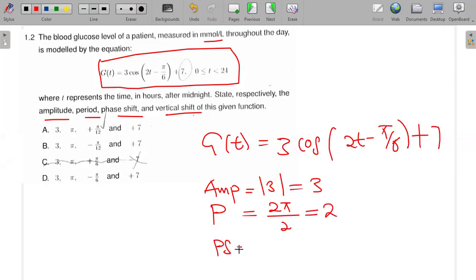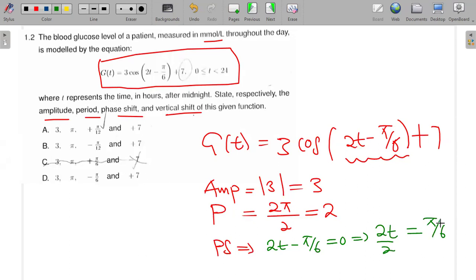For the phase shift, you equate whatever you have in the brackets to 0 and then solve for t. So 2t minus pi over 6 is equal to 0, meaning 2t is equal to pi over 6. I want t on the left-hand side, so I'm going to divide by 2. Dividing by 2 is the same as multiplying by half, so t will be equal to pi over 12.